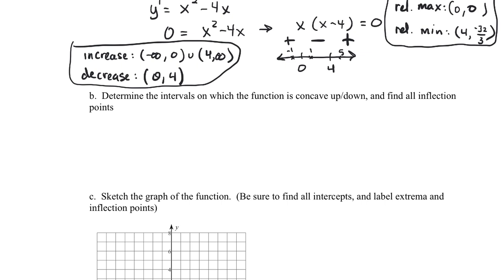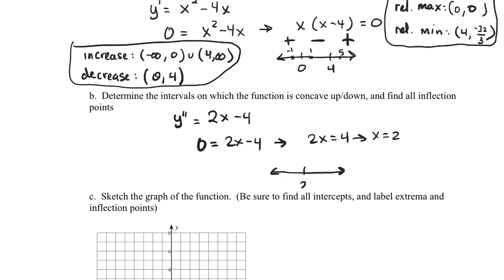All right, now the concavity is the second derivative. So that's going to be 2x minus 4. If we set that equal to 0, we get x equals 2. So if we do a test point of 1 and a test point of 3, in the second derivative, 2 minus 4 is negative. But 3 is going to give us 2 times 3 is 6. 6 minus 4 is 2, positive 2. So we have concave down and concave up.